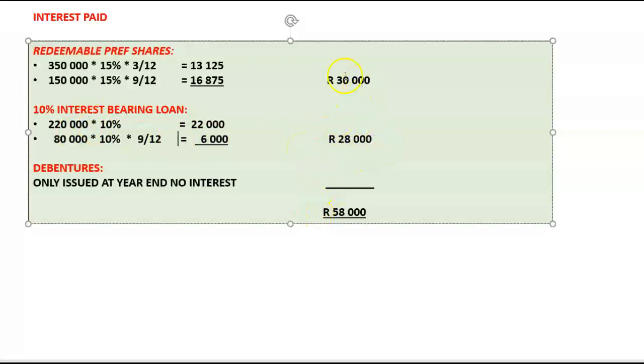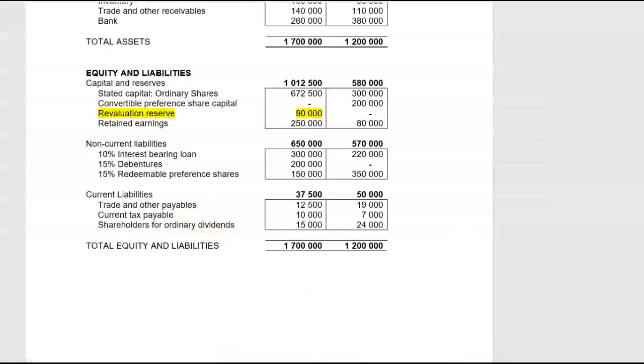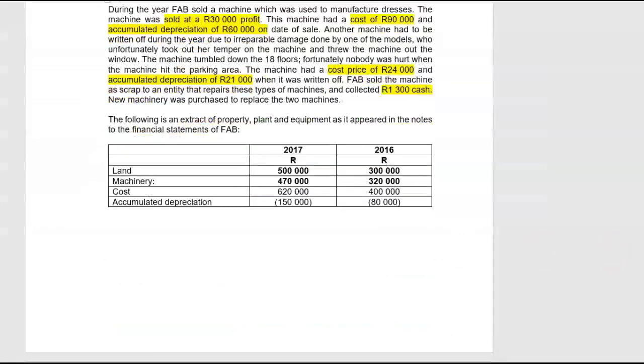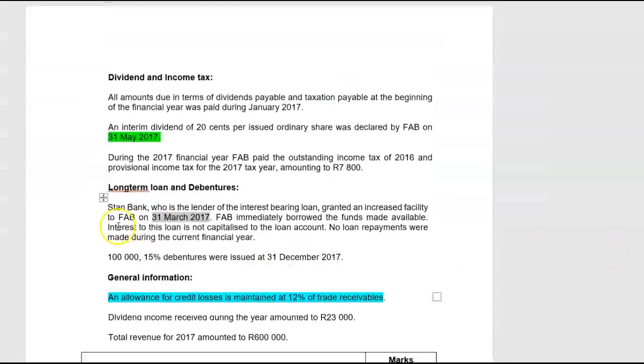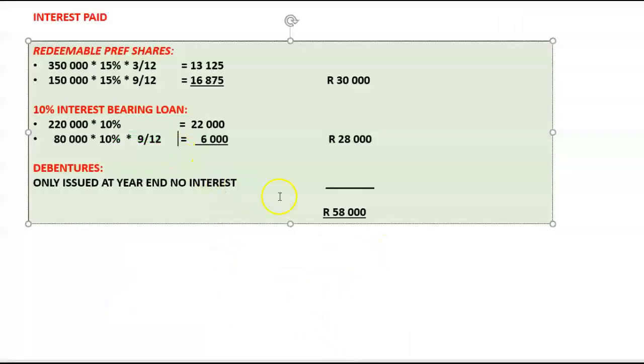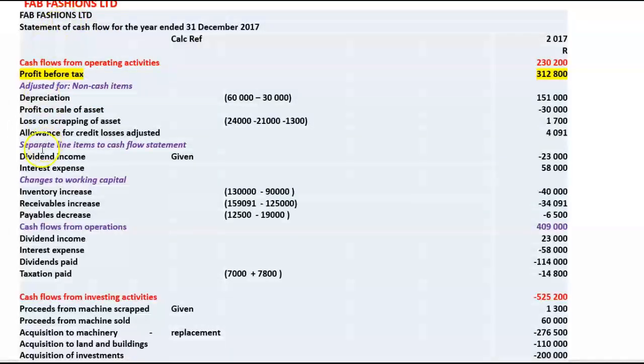Good, so the total interest on the redeemable pref shares, we've already calculated that is 30,000, and then they've told us that the debentures were issued at year end. 100,000 15% debentures were issued on 31 December 2017, so there's no interest applicable on those debentures for this year. So our total financing cost is 58,000 Rand. So here, separately disclosable items, interest expense, 58,000 Rand.